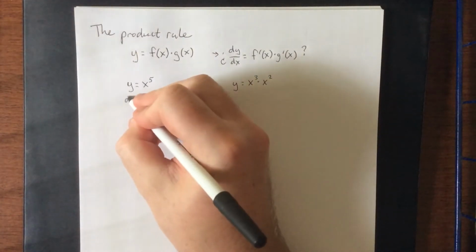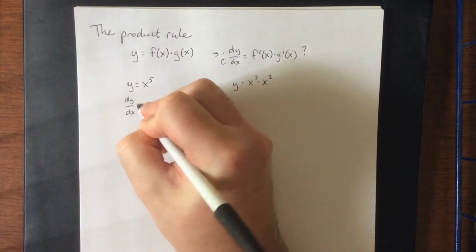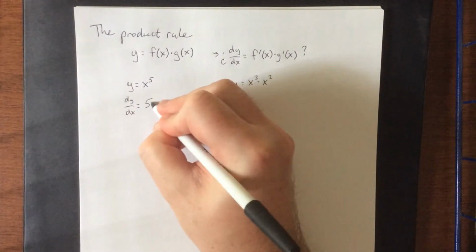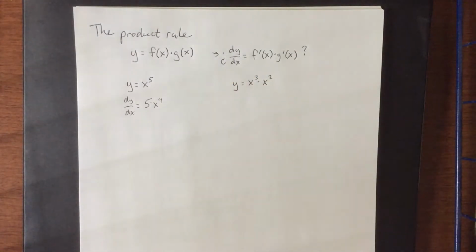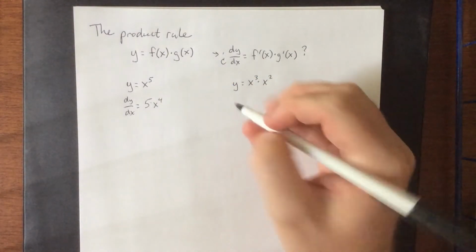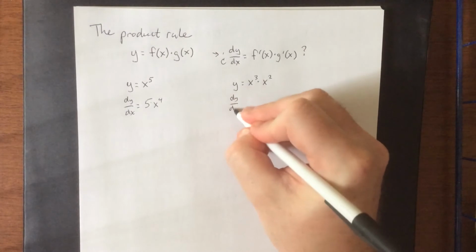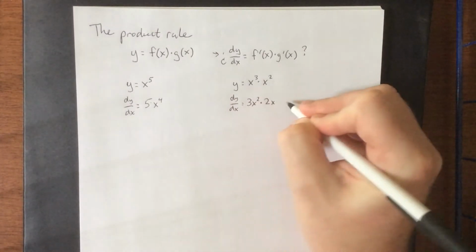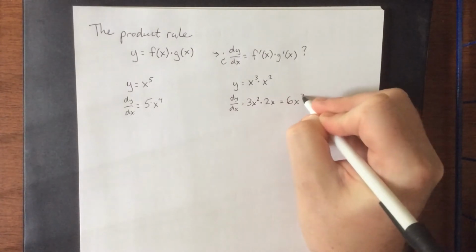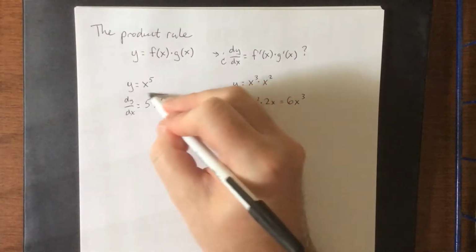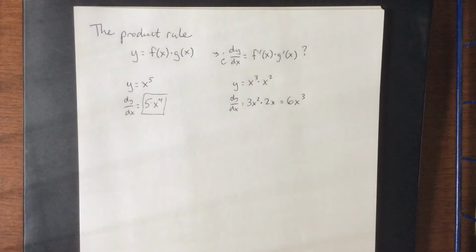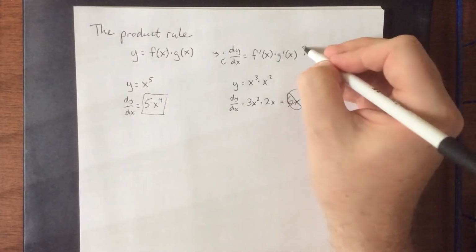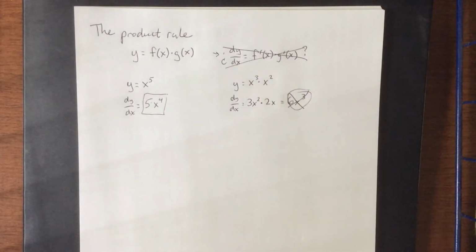If I were to apply the power rule to take a derivative in the first case, that would give me 5 times x raised to the fourth power. If I were to attempt to use the power rule on both of these things over here, that would be 3x squared times 2x. And if I multiply those together, I get 6x cubed. This is the correct derivative. This is not. Which lets us know that this guy right up here is absolutely not true.